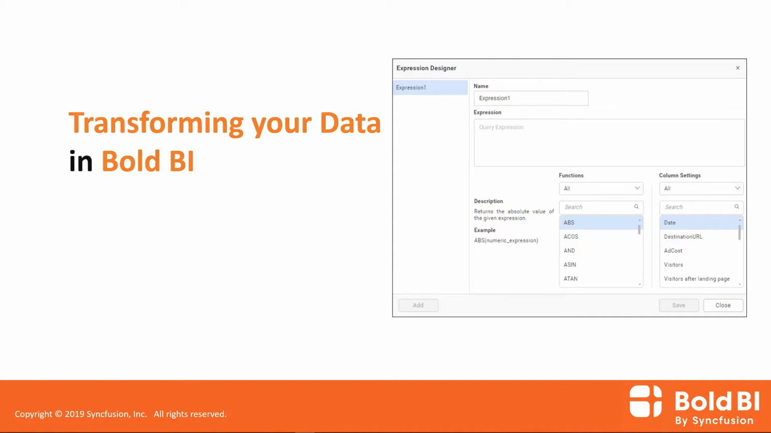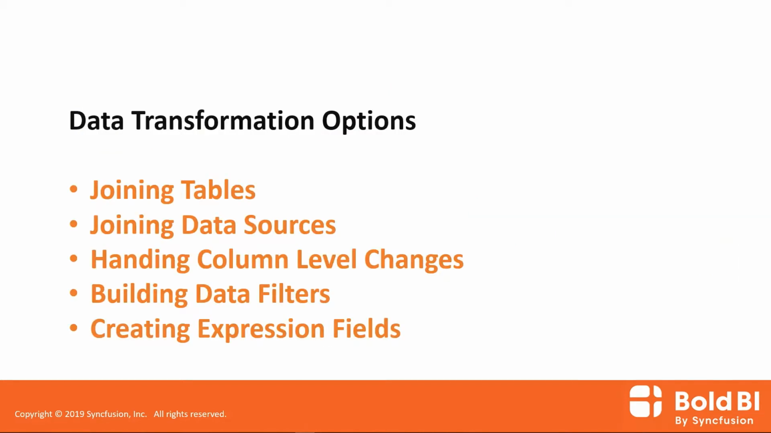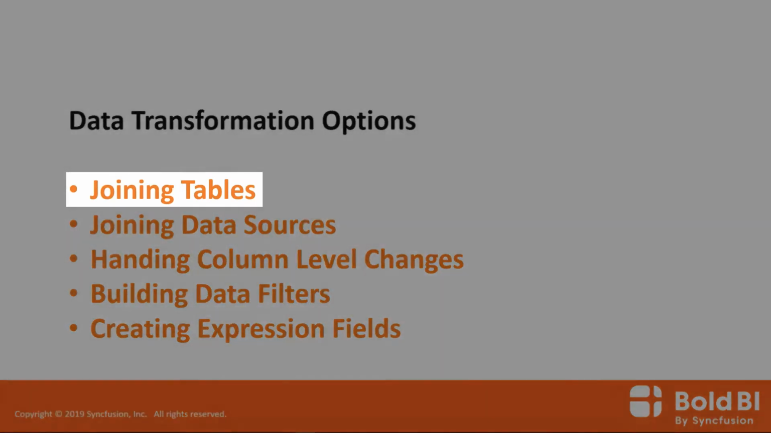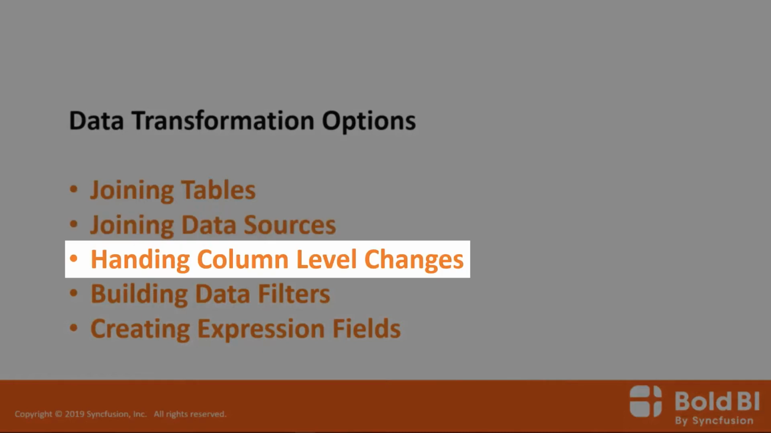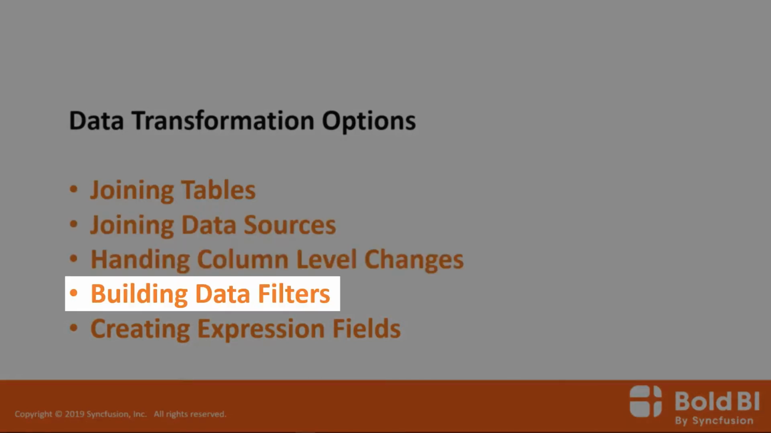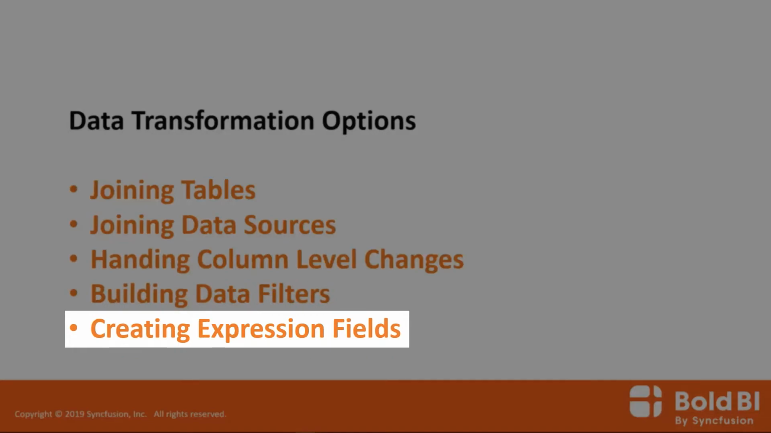The Bold BI application lets you connect to data and perform simple ETL processes within the application. With Bold BI, you can manipulate data for required analysis. The process of transforming your data includes renaming the columns, changing the data type of columns, and so on. In this video, we will discuss the data transformation options supported in Bold BI, which includes joining tables, joining data sources, handling column-level changes, building data filters, and creating expression fields.